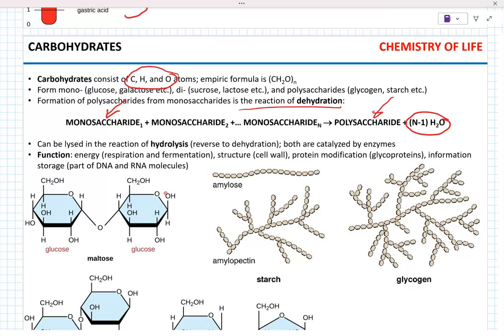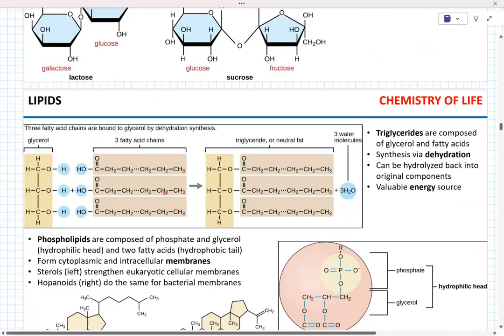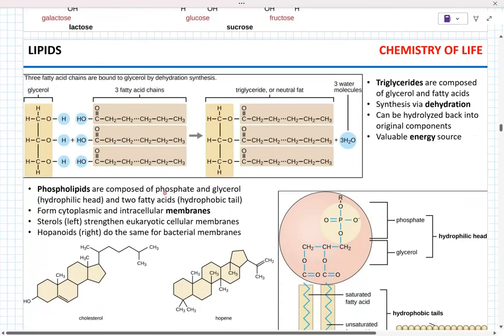So functionally, mostly energy and structural roles, it's just cell wall. Obviously, you can find carbohydrates in other molecules, but I'm not going to focus too much on that. Lipids, 3 types I want you to remember.